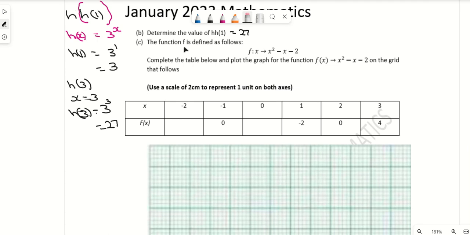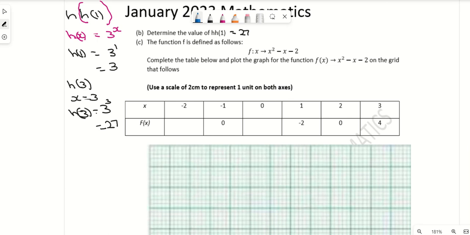So part C says the function f is defined as following. So f of x is x squared minus x minus 2. Complete the table below to plot the graph of the function f of x is equal to x squared minus x minus 2 on the grid below. They gave us values for x, which is minus 2, minus 1, 0, 1, 2, 3, and they're telling us to find f of x.